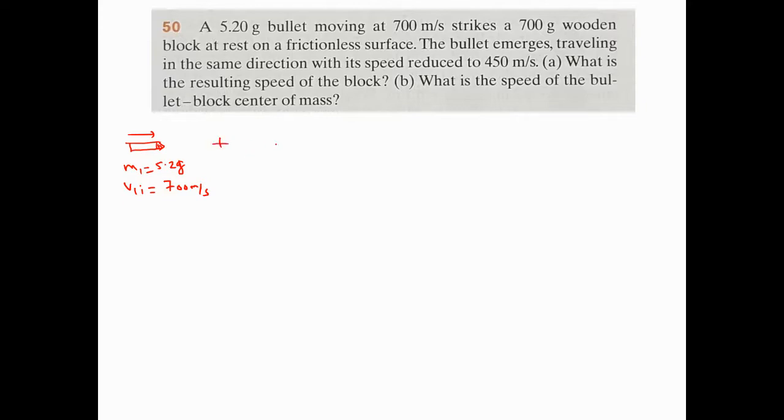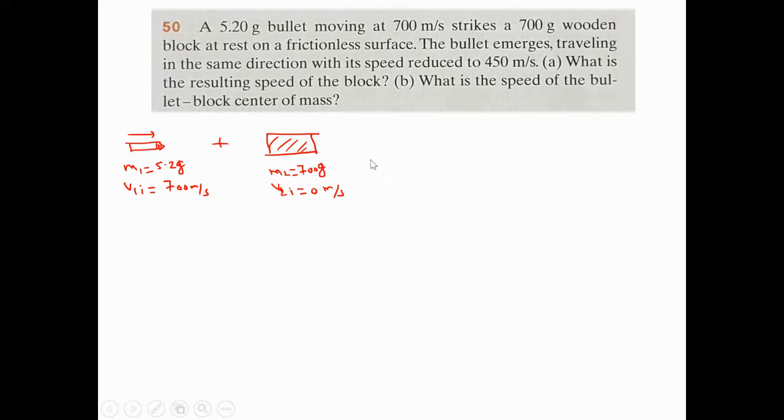And it is going to hit the wooden block. This is my wooden block. What is the mass of the wooden block? M2, which is nothing but 700 gram. And what is the speed of the wooden block? It is at rest. Zero. So it is 0 meters per second. After the bullet hits the block, it penetrates the block, going inside the wooden block, and after that it goes outside.